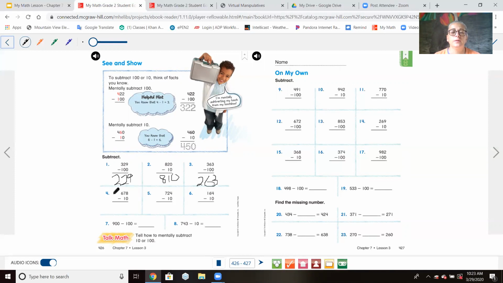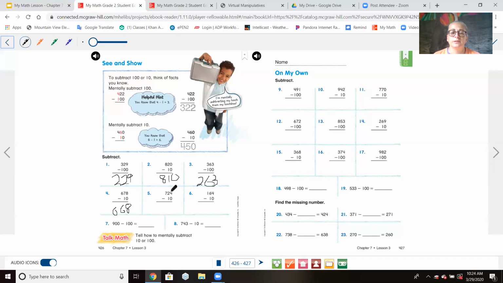Here we go with number 4 on subtracting 10 again. So let's start in our ones. 8 minus 0 is 8. 7 minus 1, there's where the change takes place, is 6. And 6 minus nothing is like 6 minus 0, which is 6. So 678 minus 10 equals 668.